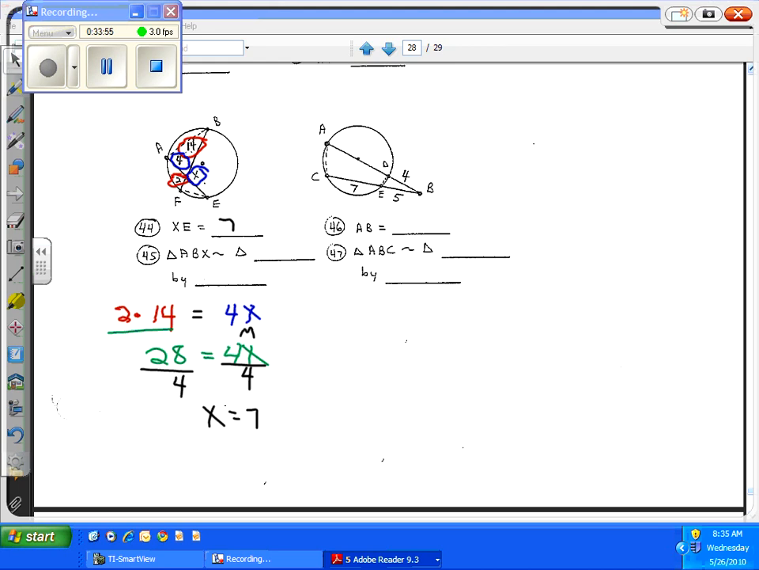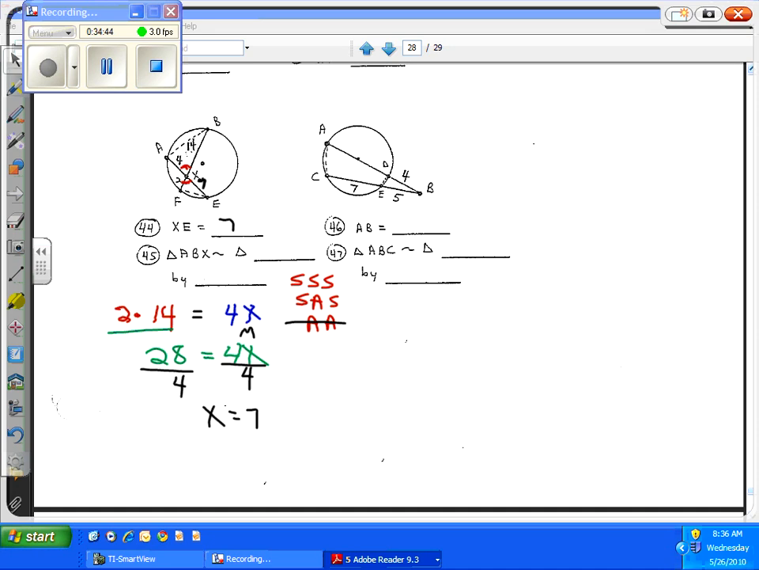So XE is equal to 7. Now, I realize I just called it XEX, but that's okay. We still got XE. Now, the triangles are similar by what? Well, there's only one thing we can say they're similar by now. And I'm going to put these numbers back in. We found out that XE was 7, so we're going to put a 7 there.